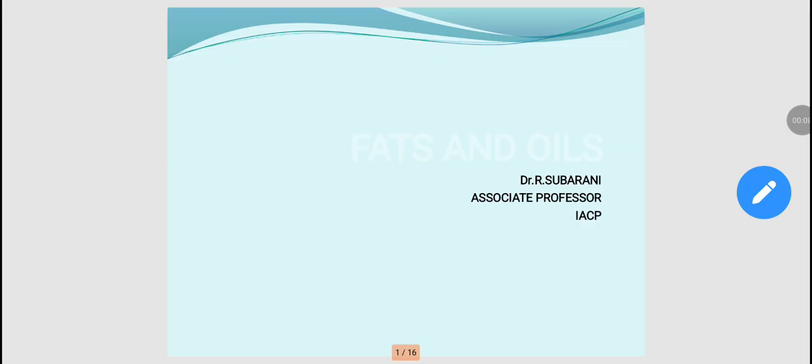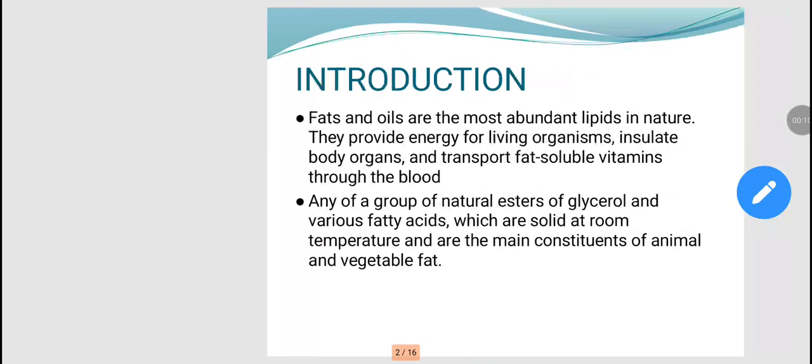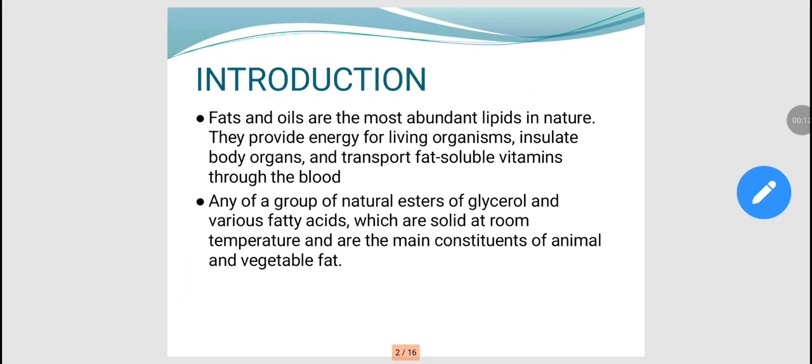Today's topic is fats and oils. The introduction: fats and oils are the most abundant lipids in nature. They provide energy for living organisms, insulate body organs, and transport fat-soluble vitamins through the blood.